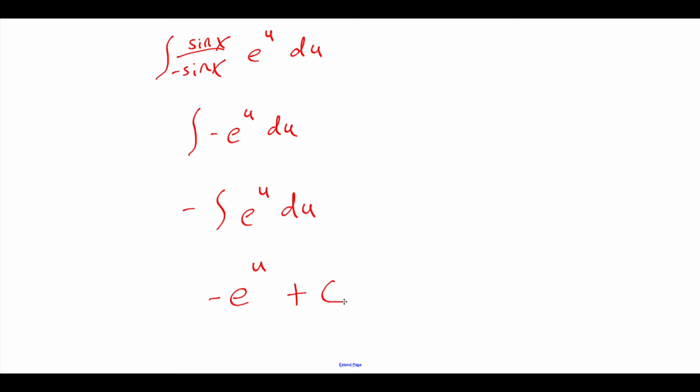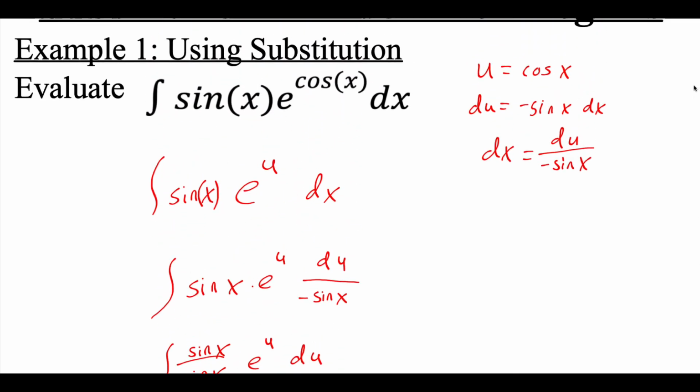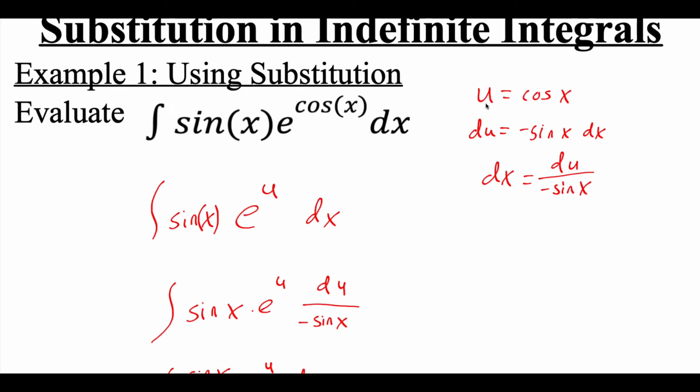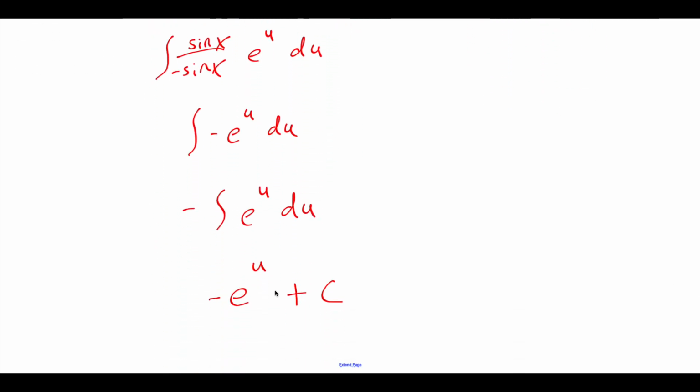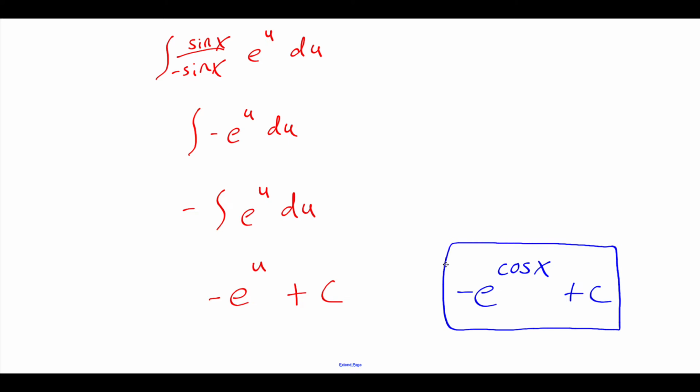Now we're not done here because u wasn't the variable in our initial problem. x was the variable. So what we need to do is remember the substitution that we did earlier on. We said that u was equal to the cosine of x. So once we do the integration, we need to fill that cosine of x back in for the u in here. So then this will be negative e to the cosine of x plus c. This is going to be our indefinite integral answer.